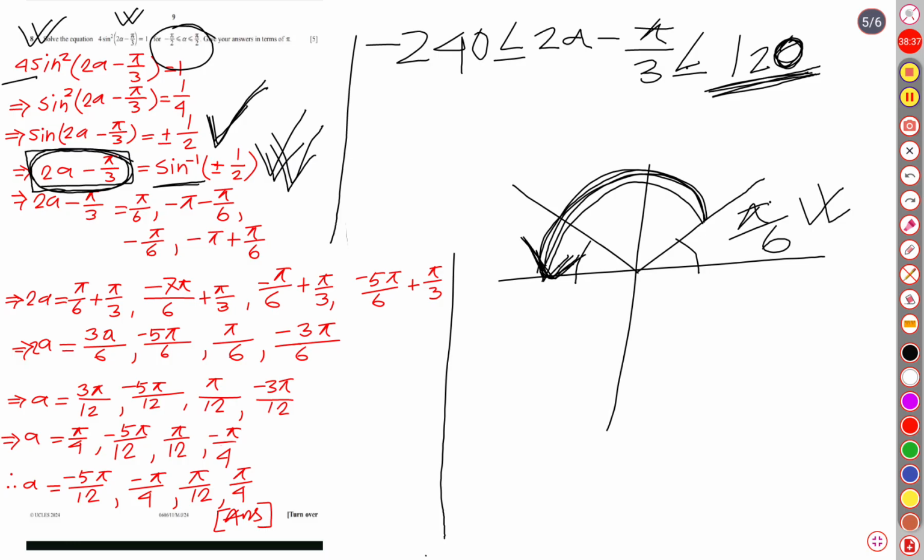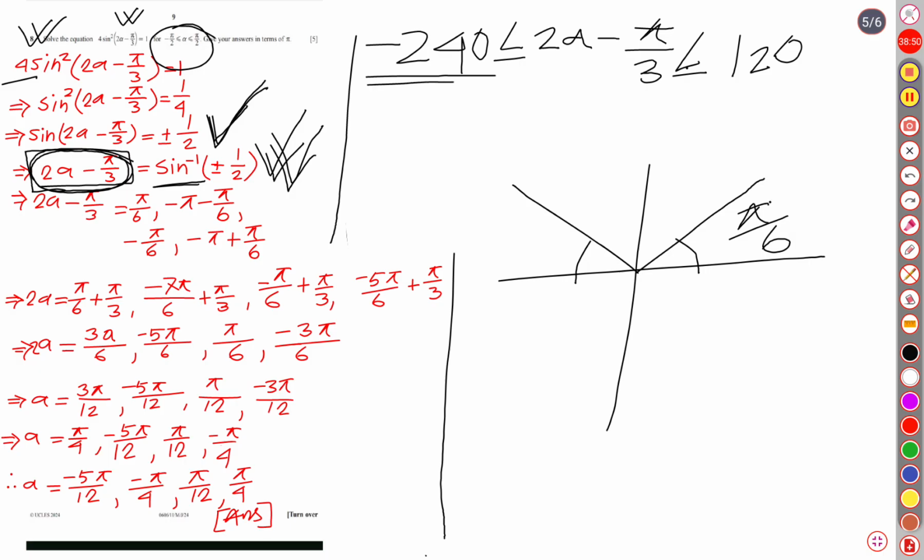Now we will move in the clockwise direction, to see whether this is possible or not. Let's see what the clockwise limit, the negative limit, is. The negative limit is negative 240. So let's see, if we start from here, how much is this? Yes, up to this it is pi, means 180, and this one is our 30. Okay, so 30 plus 180 means 210. So this is acceptable.